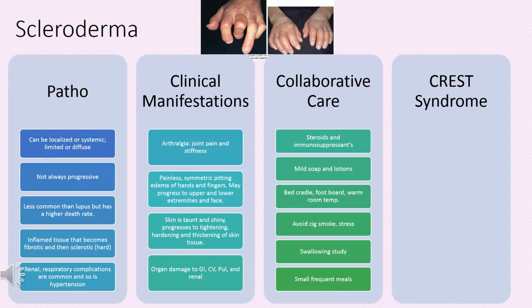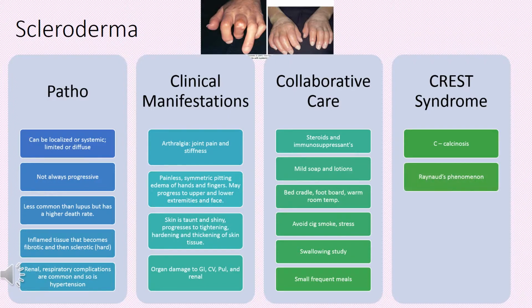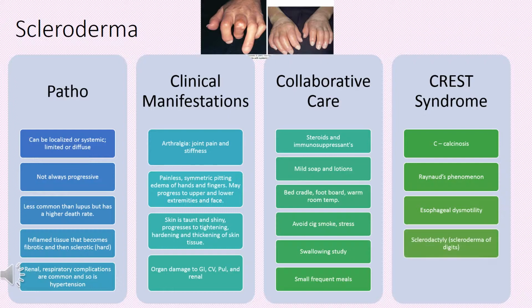Okay, so you want to watch for CREST syndrome. C for calcinosis. R for Raynaud's. E for esophageal dysmotility. S for scleroderma of the digits. And T for telangiectasia.